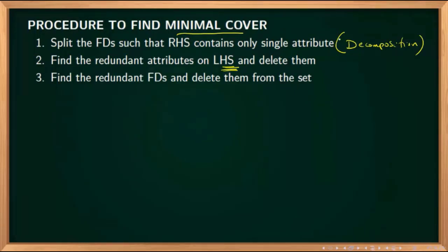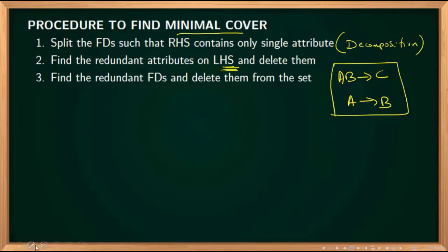So what you can do is this: whatever I told you, A, B determine C is there. A determines B is there. Assume that this is there. You can always remove B. Find the redundant attributes on the left-hand side. You can always remove B if A closure contains B. If you remove this B, you should not consider it for finding closure. Leave it, because it is gone, because you have broken it. The left side you have broken.